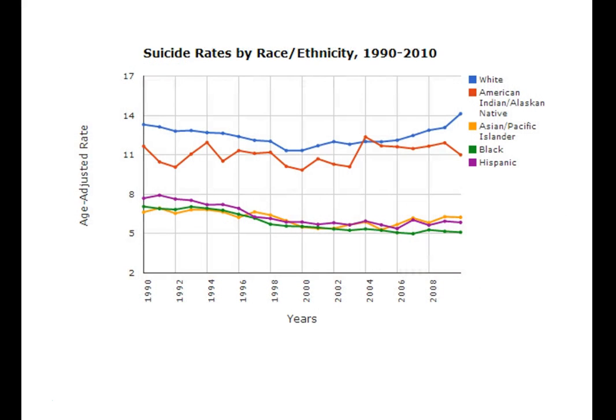So, suicides by race and ethnicity: generally speaking, white, non-Hispanic people have the highest suicide rate, followed closely by American Indian or Alaskan Natives. American Indian and Alaska Natives also have really high rates of alcoholism and substance abuse disorders, and there could be something related to that.